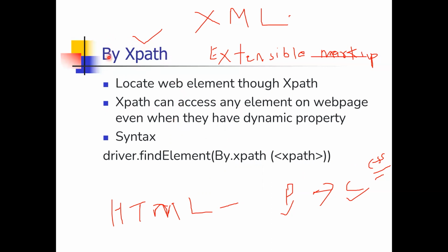When to use a CSS selector or XPath? Whenever you don't have a unique ID, unique name, unique tag name, or unique class. ID is the fastest method. So if you're not able to find by ID, name, tag name, or class name, then you can prefer either CSS selector or XPath. The syntax is driver dot find element and by dot XPath.